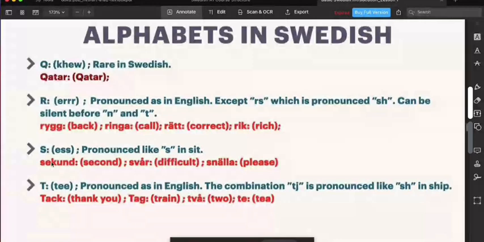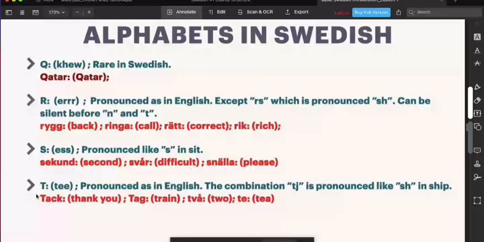And next you can say S. First example is here. Second, svår. Again we have here O with one dot. Svår, difficult. Snälla, please. Very common word in spoken language. Snälla.